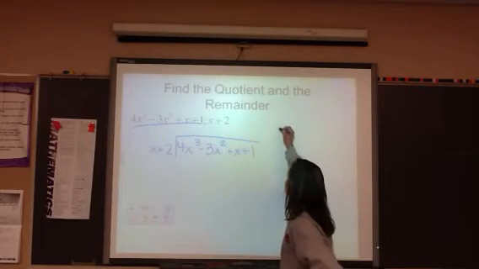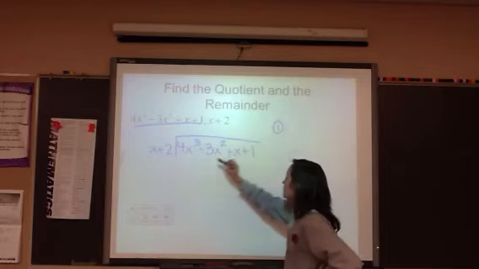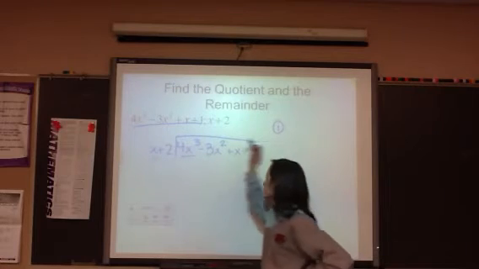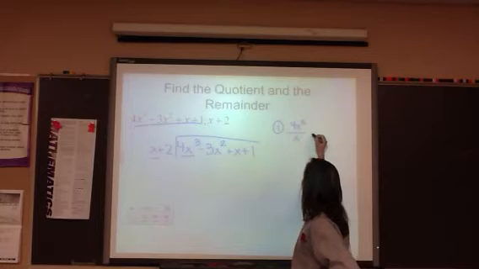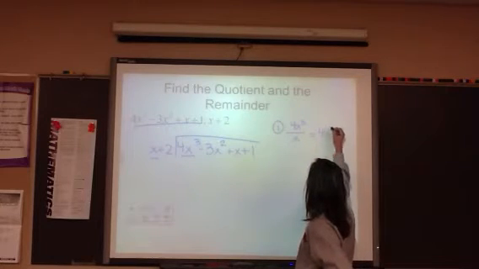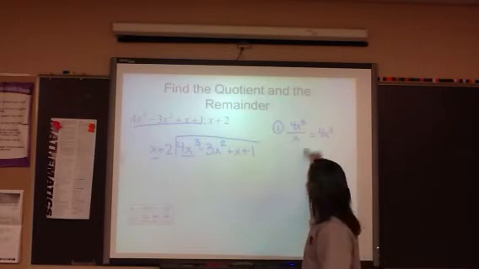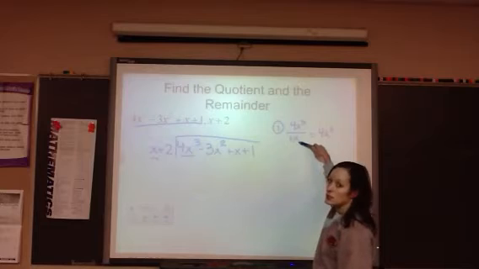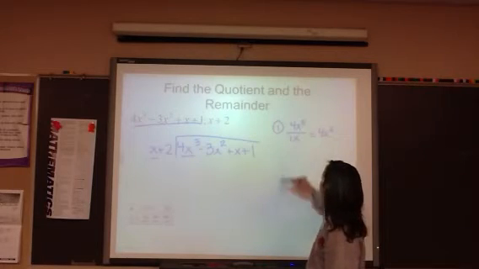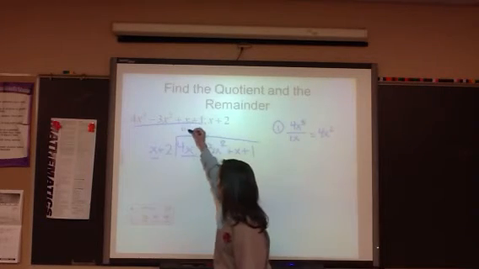First step is to divide your first term by your first term. So 4x cubed divided by x equals 4x squared. How I got that was 4 divided by 1, because this is like 1x, is 4. X cubed over x reduces to x squared because you subtract your exponents. So I'm going to put that answer up here.